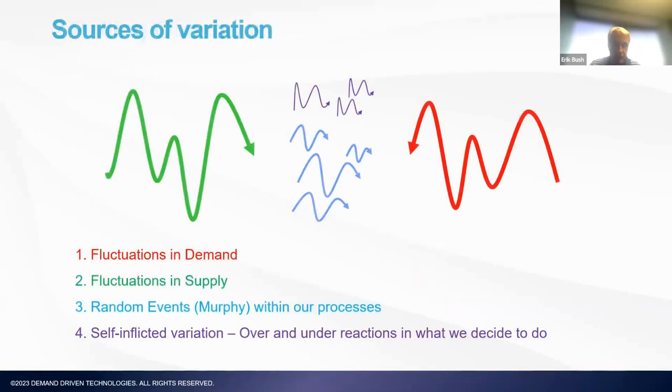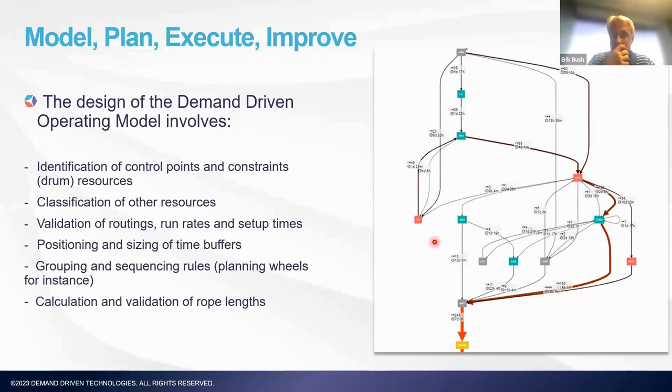Okay, so we know there's variation. It could be supply variation. It could be fluctuations in demand. It can be Murphy's Law, erupting within our environment. And then there can also be over and under reactions imposed by management, decisions that we make that actually contribute to the variation and kind of the dynamics that we're dealing with. And clearly, the better able we are at managing variation, the more effective our operational environment will become.